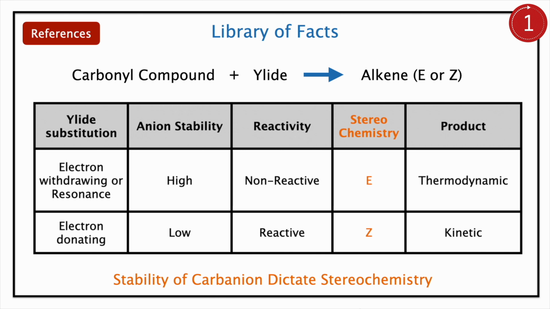For quick reference, I gave a library of facts. Basically, the reaction is carbonyl compound with ylide give alkene. Based on the ylide stability, you will have either E or Z. Stability of carbanion dictates the stereochemistry. All the basics are here. That's what we are going to see in this video, in a very detailed way.